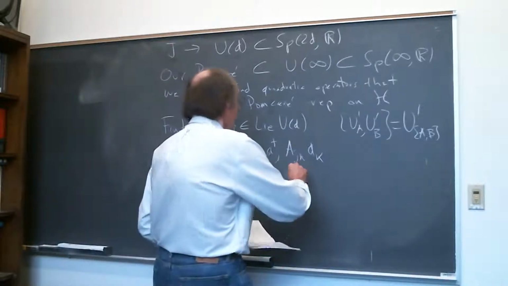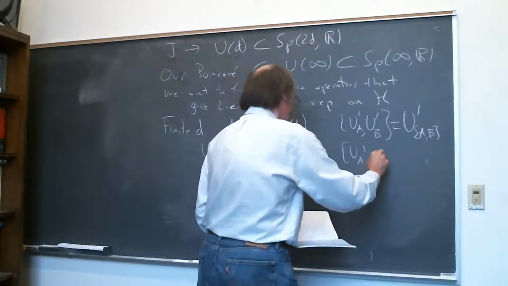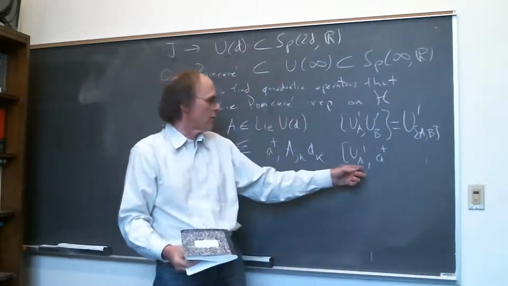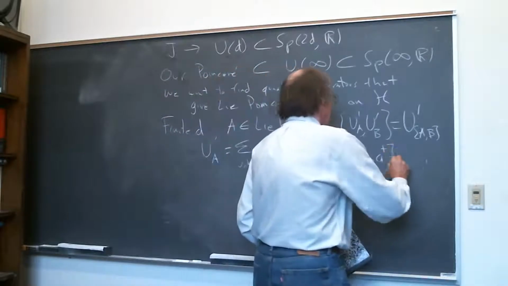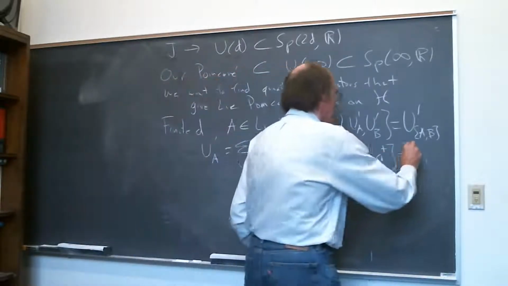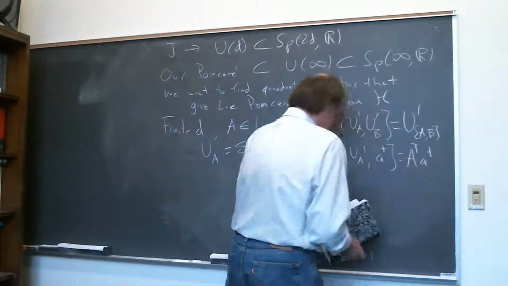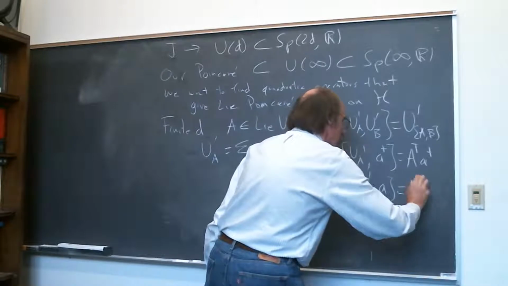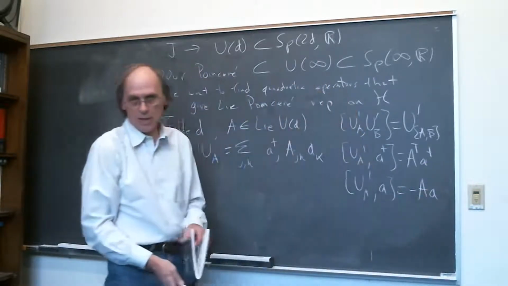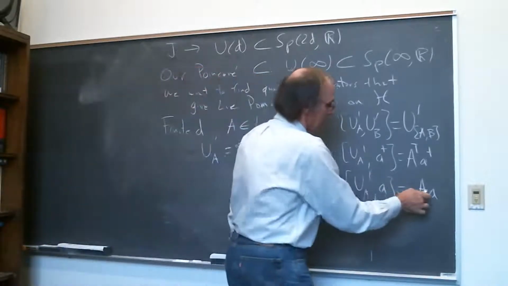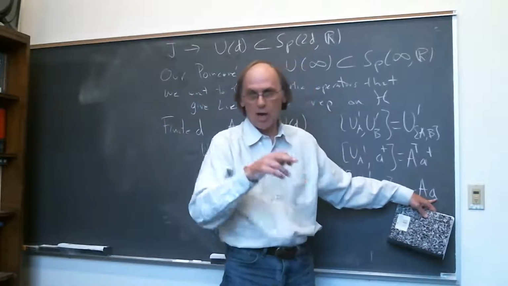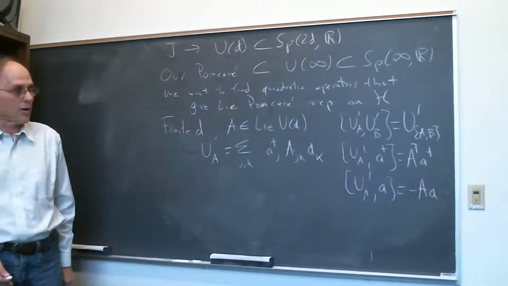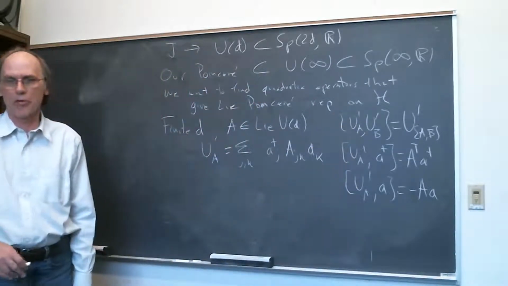You also had the commutator of U(A) with a dagger, and, in order to avoid writing indices, I'm going to write this as the transpose of a dagger, and then the commutator of U(A) with a, which gives minus A times a. Think of these formulas as matrices, and think of these things as column vectors, since I've just put all of the annihilation operators into column vectors like this.